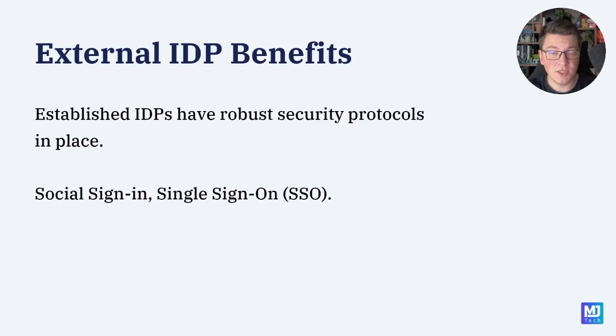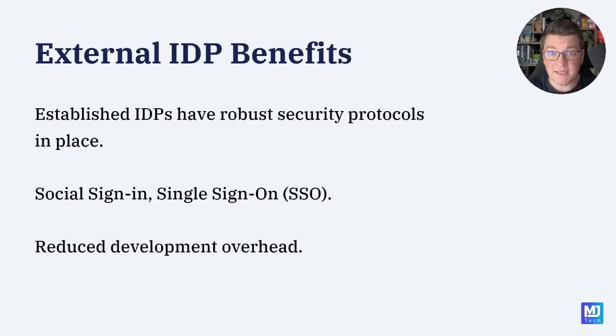Another benefit of using an external identity provider is that you will get access to a range of features that all of these services have built in. For example, you can have social logins using Gmail, Facebook, Apple accounts, GitHub accounts, and so on. And you could also easily integrate single sign-on if this is a feature that you need. And lastly, using an external identity provider can significantly reduce your development overhead.